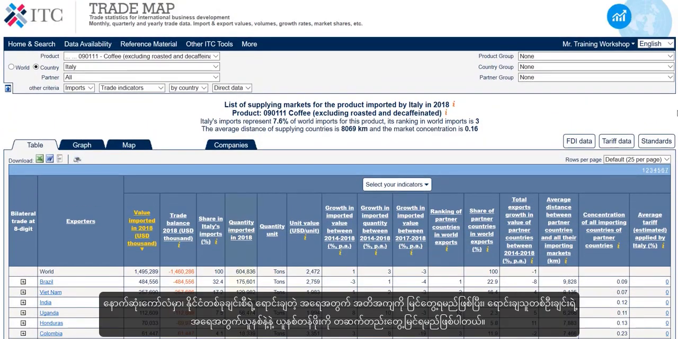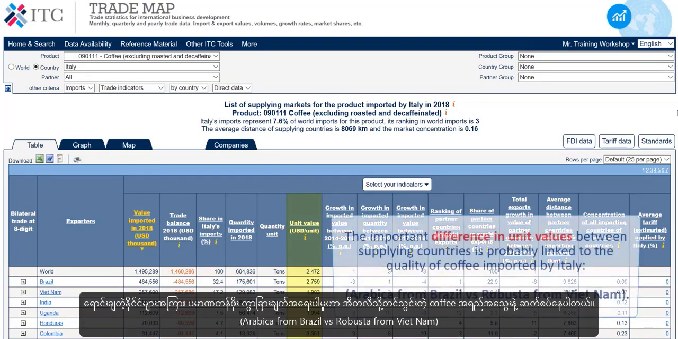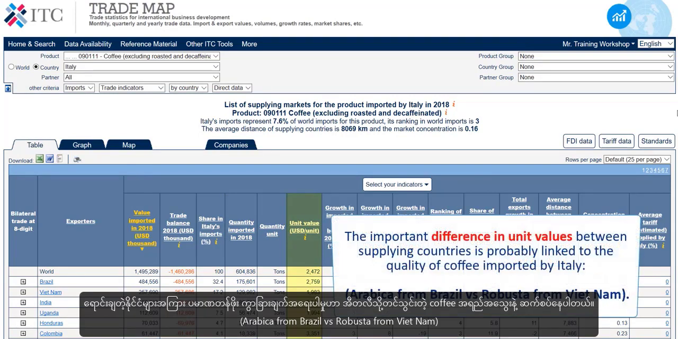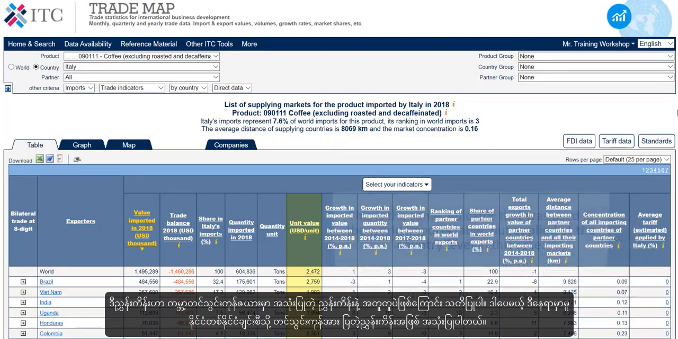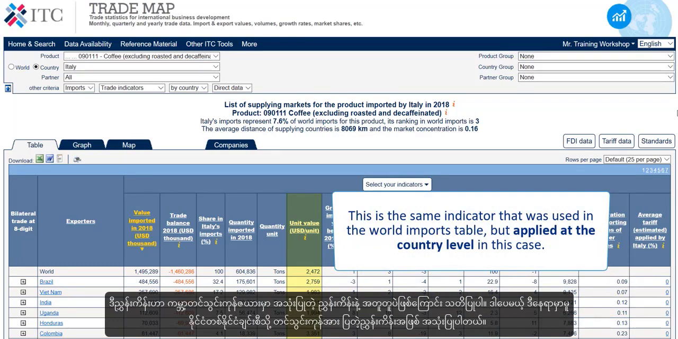Finally, we see the absolute quantity imported from each supplying country, followed by the quantity unit and unit value for each supplier. The important difference in unit values between supplying countries is probably linked to the quality of coffee imported by Italy. Arabica from Brazil versus Robusta from Vietnam. Please note that this is the same indicator that was used in the World Imports table, but applied at the country level in this case.